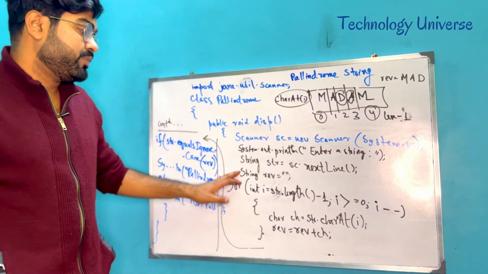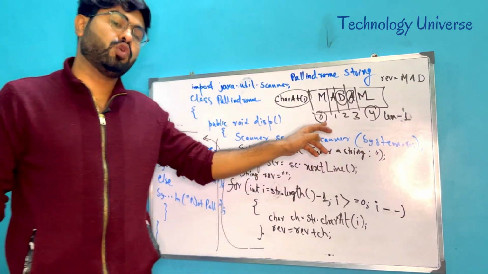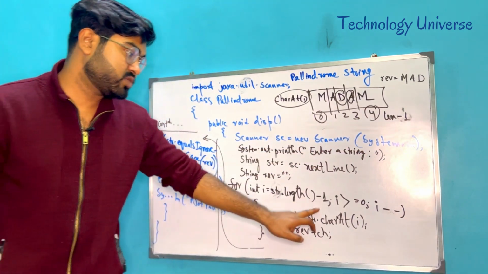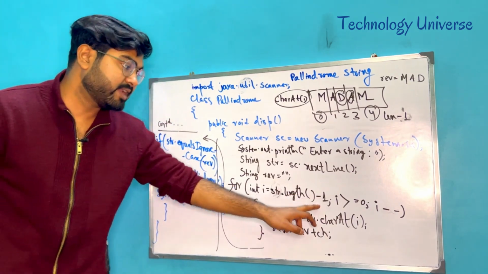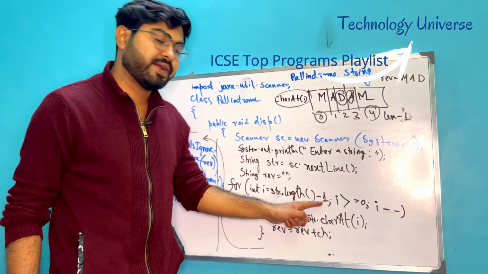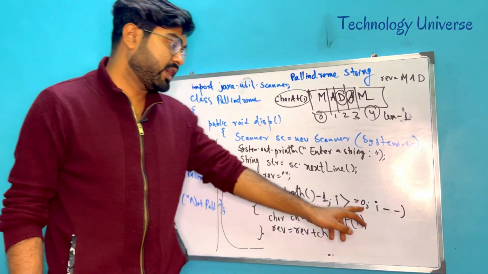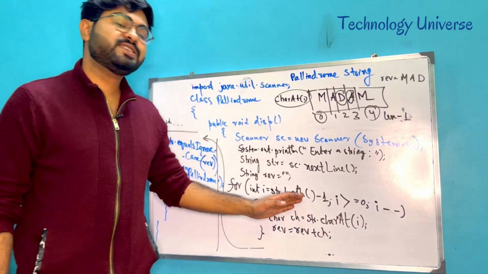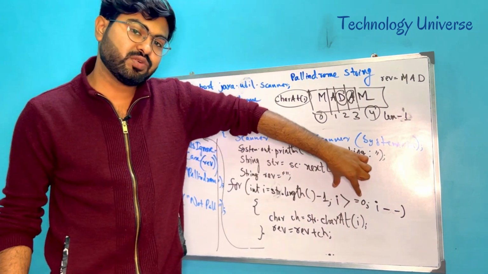To make the reverse, I have to run the loop in reverse order. So I have started the loop from length minus 1 to 0. So i is starting from str.length minus 1. The length function gives us the length of the string, and since the index ends with length minus 1, that's why I have written minus 1. How much will the loop run, up to which value? It will run up to 0. So I have written greater than or equal to 0, the condition of the for loop.